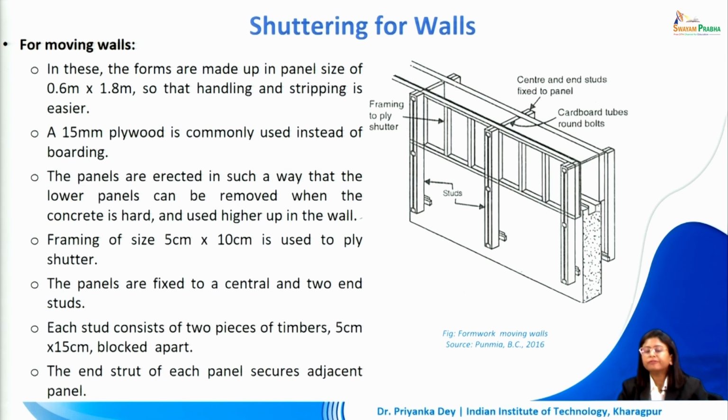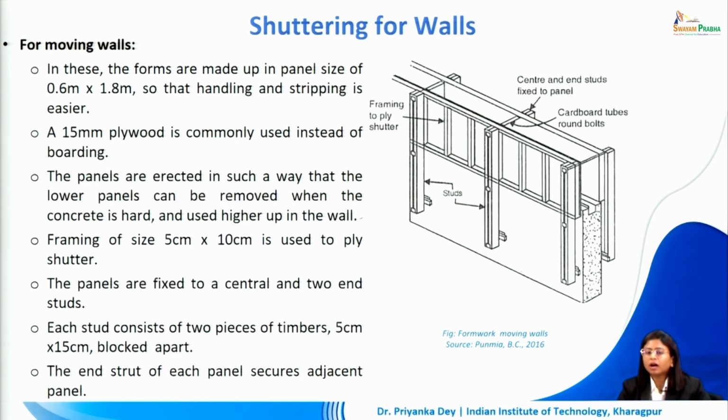15 millimeter plywood is commonly used instead of boarding. The panels are erected in such a way that the lower panels can be removed when the concrete is hardened and we can use them higher up in the wall. So as we move from bottom to top, we can remove the members from the lower half and use them on the upper half.